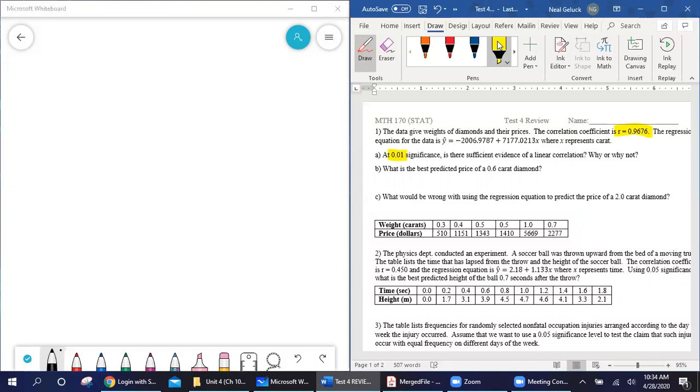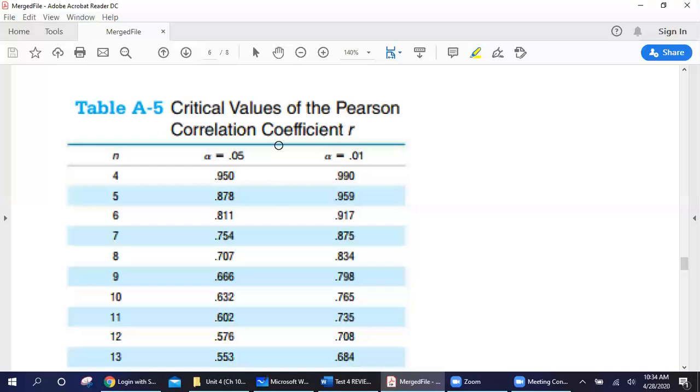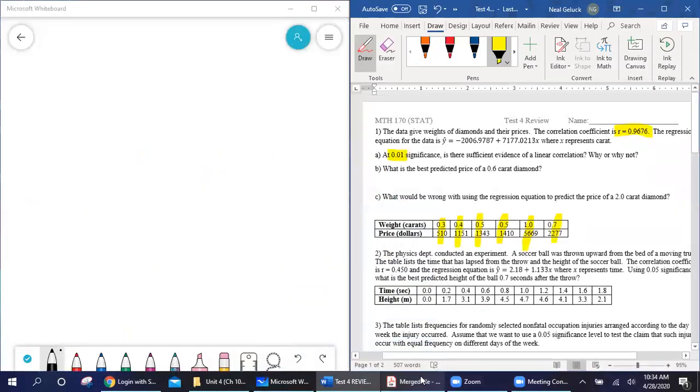So we've got to count how many points we have. 1, 2, 3, 4, 5, 6. So n is 6, and we're going 0.01. So on the linear correlations, n is 6 for 0.01. We have to be 0.917 or better. We are better than that. So for the first part, yes, there is.